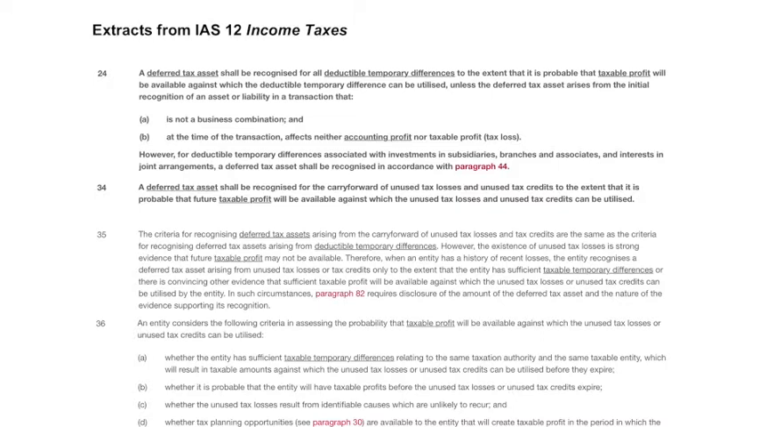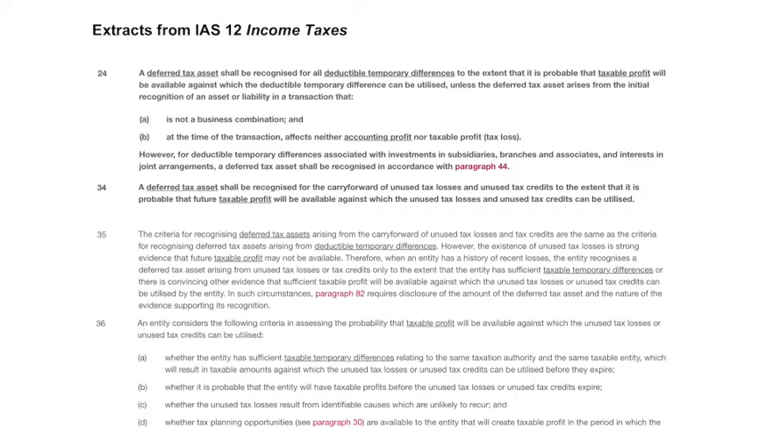So it's really saying that if you have a history of making assessed losses, right, and you still want to recognize this deferred tax asset, you've got to provide some convincing evidence in order to do this. And if you've gone this route, you have to provide disclosure in terms of paragraph 82.